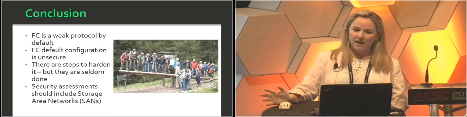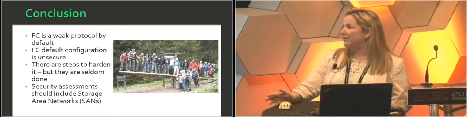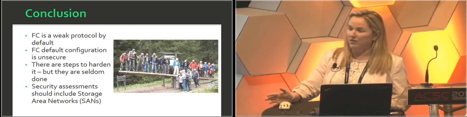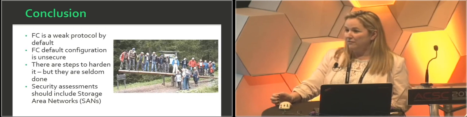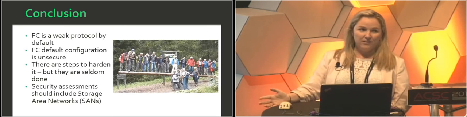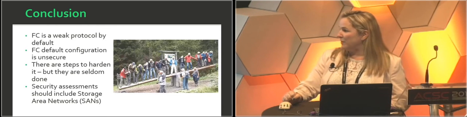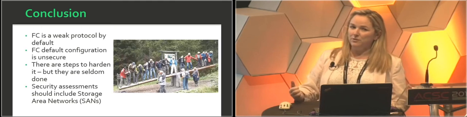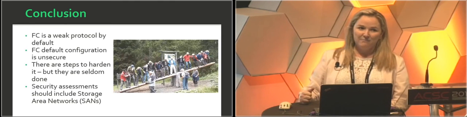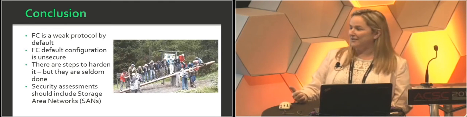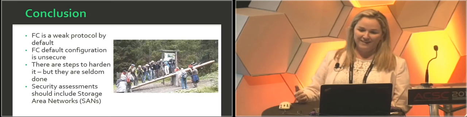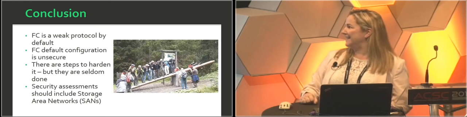And so my conclusion is fibre channel is a weak protocol, and it's been weak for a long time. And by default, it's even weaker, so if you could get in there and secure it, that would be great. And probably my key takeaway would be that those people doing security assessments, make sure you have a look at the fibre channel network as well as the rest of the network. And yes, it's a balancing act.